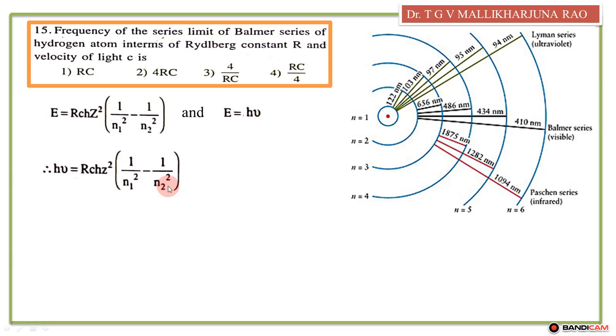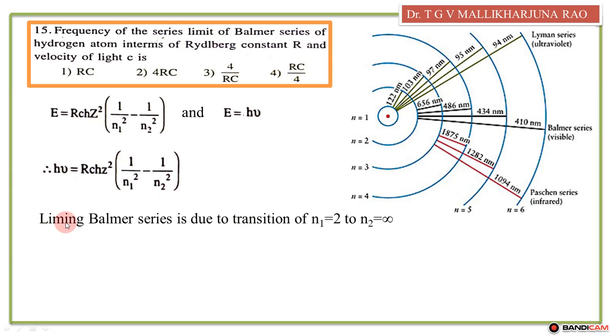At the same time, we know limiting Balmer series is due to the transition of n1 equal to 2 and n2 equal to infinity. That means from infinity, an electron transitions to the energy level n equal to 2. In this situation, limiting Balmer series is formed. We are just substituting these n1, n2 values in this expression.